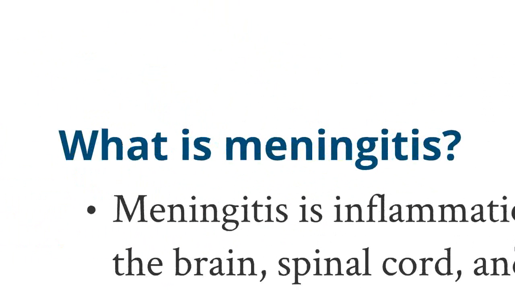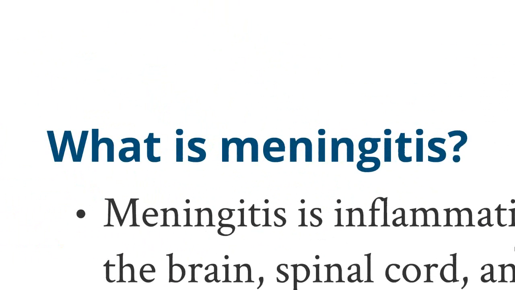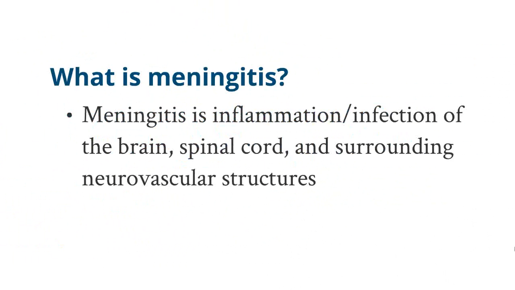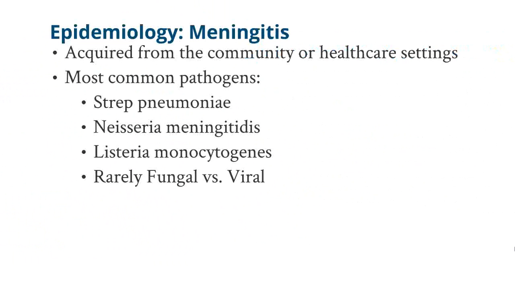Alright, let's get started by talking about what is meningitis. Well, meningitis is inflammation or infection of the brain, spinal cord, and surrounding neurovascular structures. Now, meningitis can be acquired from both community and healthcare settings. The most common pathogens of meningitis include strep pneumonia, Neisseria meningitidis, Listeria monocytogenes, fungal and viral causes as well.